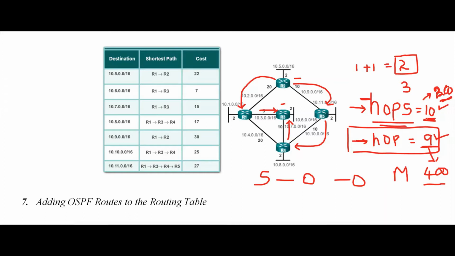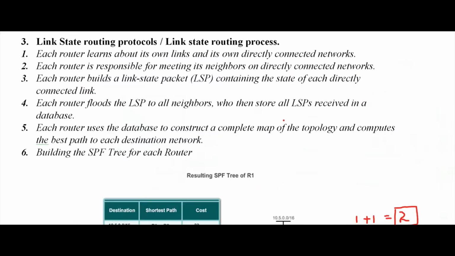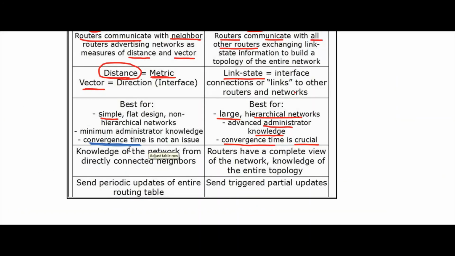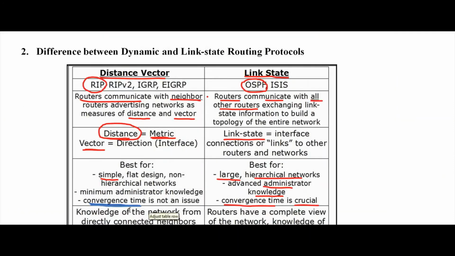So the link state routing protocol will work in depth. It is going to see so many things, which is called the metric. That means there are so many parameters it is going to use. We are going to see what they are later. So this is the basic difference between distance vector and link state.